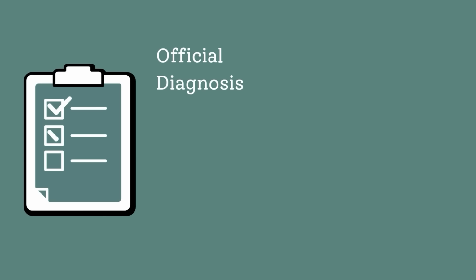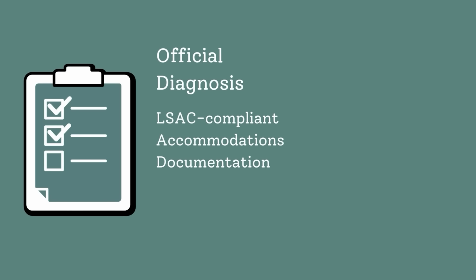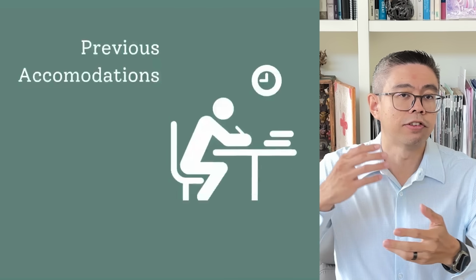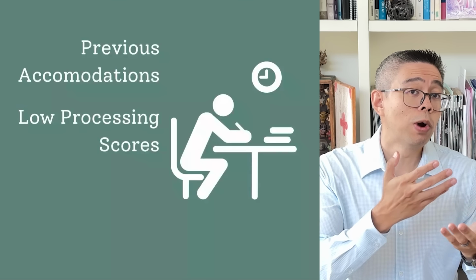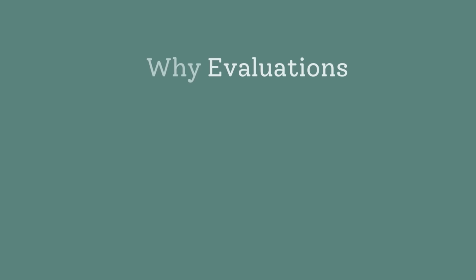To apply for accommodations, you need three things. First, an official diagnosis. Second, documentation that follows LSAC's accommodations requirements. And third, proof that your condition actually affects your test performance. That might include things like previous accommodations, low processing scores, or relevant academic struggles.